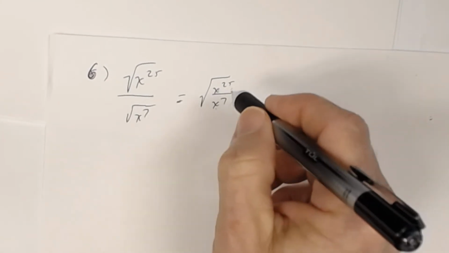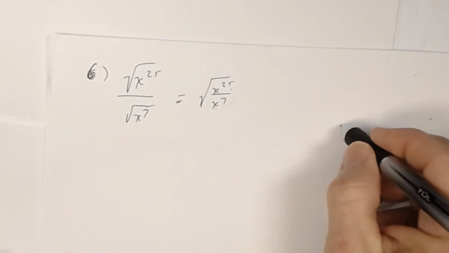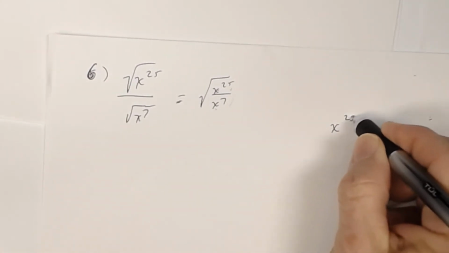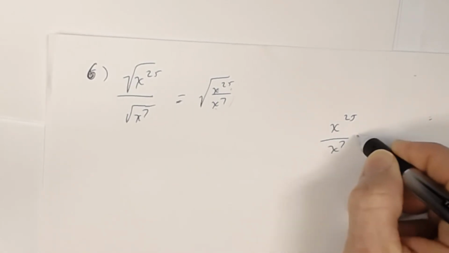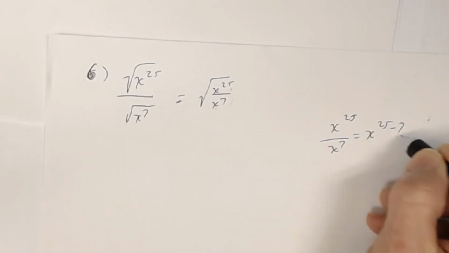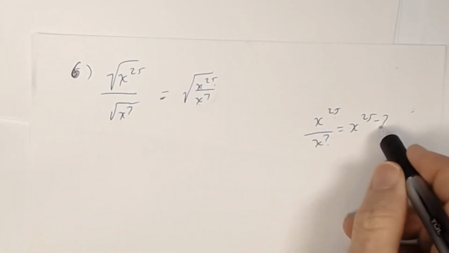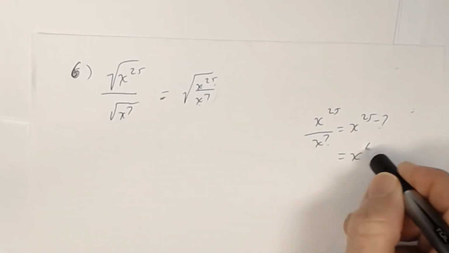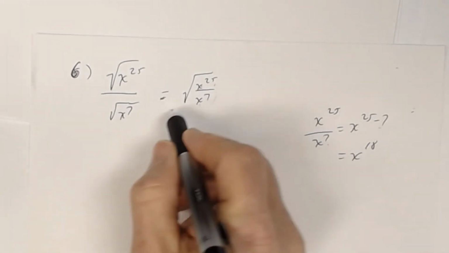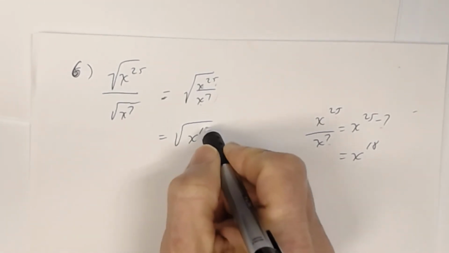X to the 25th divided by x to the 7th means x to the 25th minus 7. When you divide like bases, you subtract exponents. And then 25 minus 7 is 18. So I got x to the 18th. So this becomes the square root of x to the 18th.